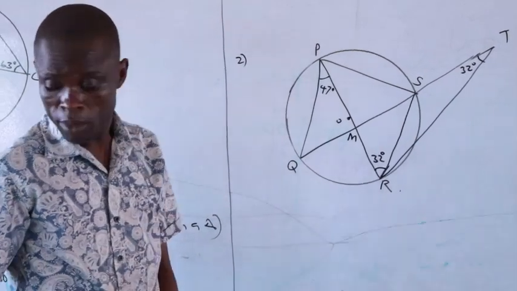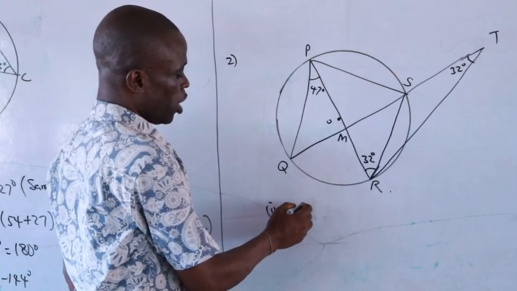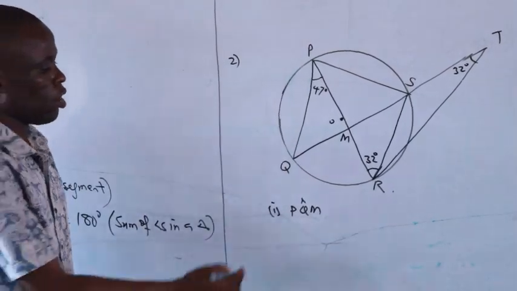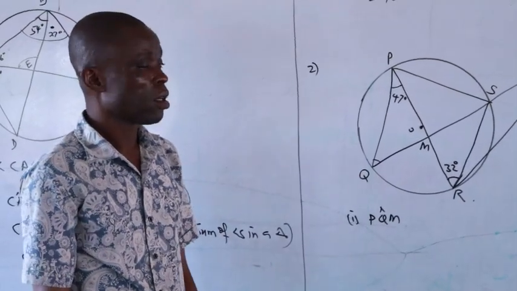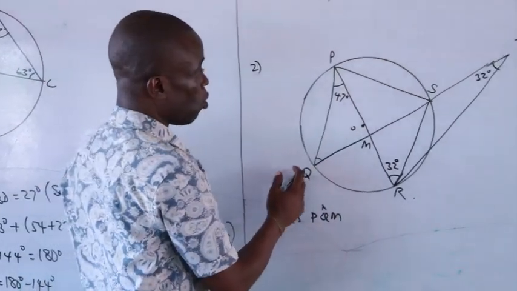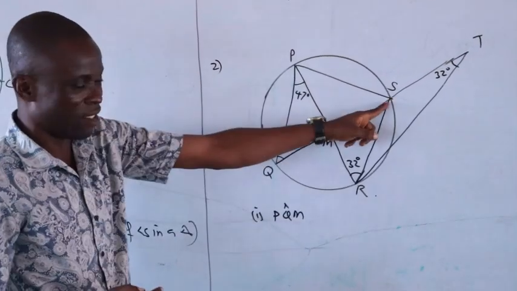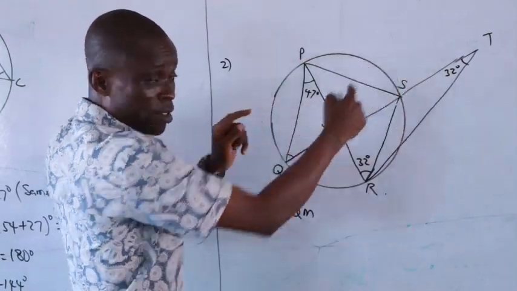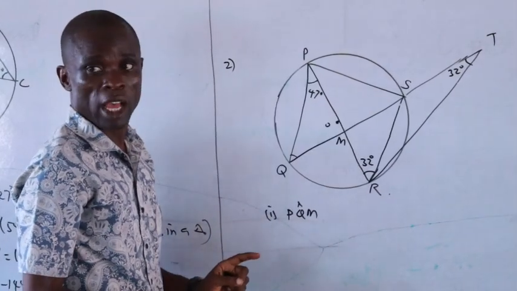Find PQM. Now we are looking for that angle Q. Angle Q is very easy to get. What is that angle Q? 32. What is the reason? Same segment. PQM. Or, I don't want to say PQM first. Let me say PQS and PRS. Are you there now? PQM is the same thing as PQS. Okay?